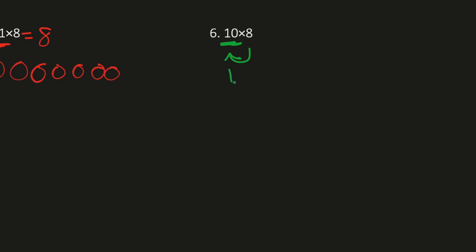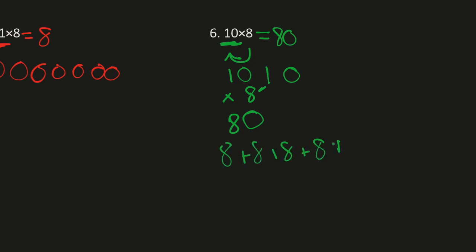Since whenever you multiply by 10, it's basically 1 and 0, we could do 1 times 8 and get 8, and then 8 times 0 is 0, so we would get 80. You can also do repeated addition and do 8 plus 8 plus 8 plus 8 plus 8 plus 8 plus 8 plus 8 plus 8, and you would also get 80. So there's multiple ways to do the same thing. It's really up to you which one you want to do.